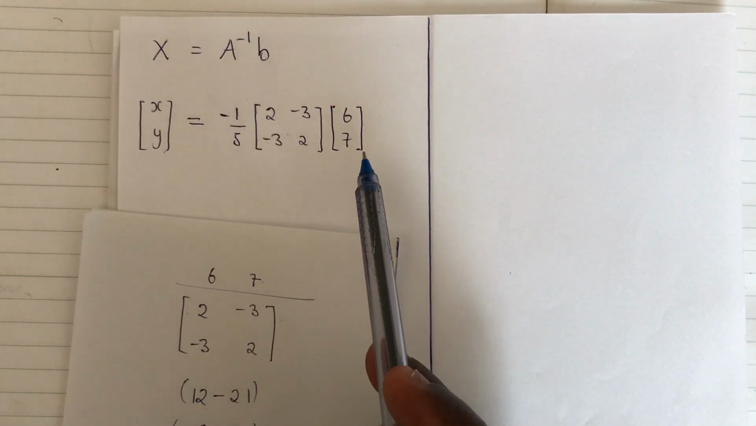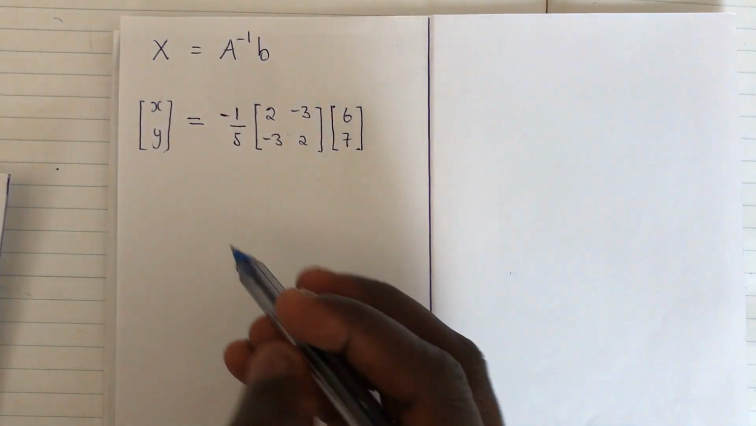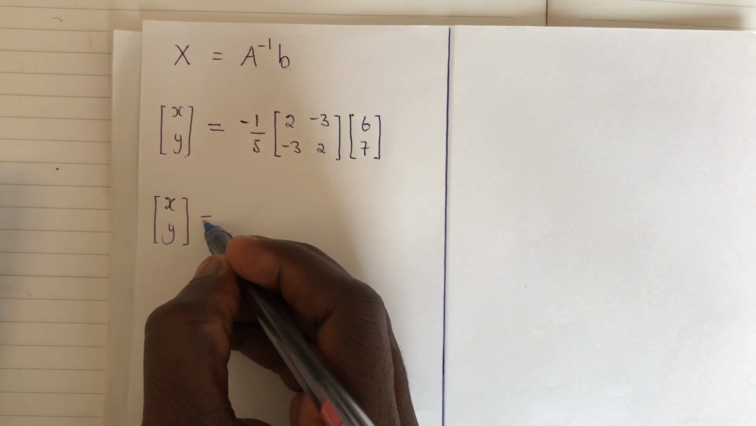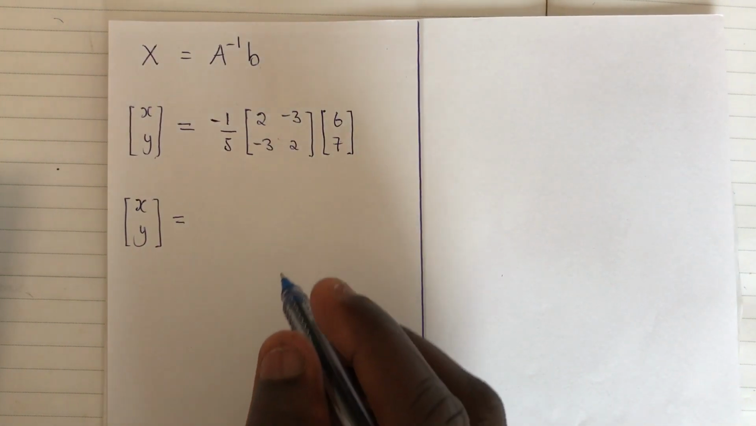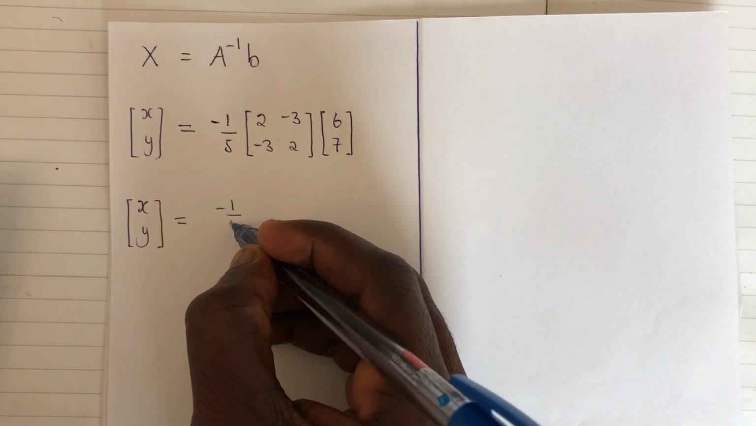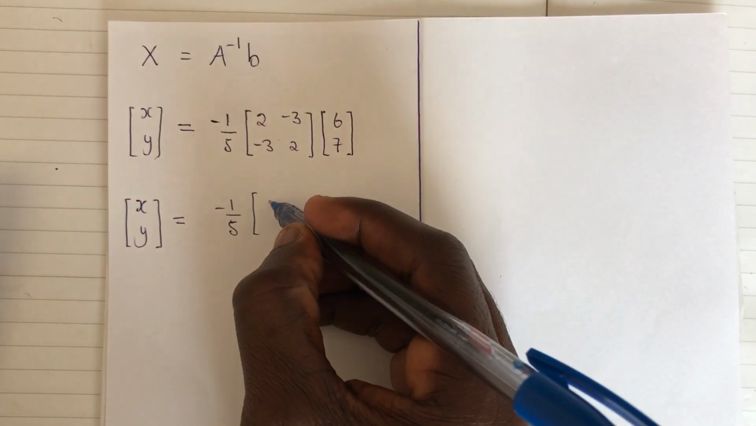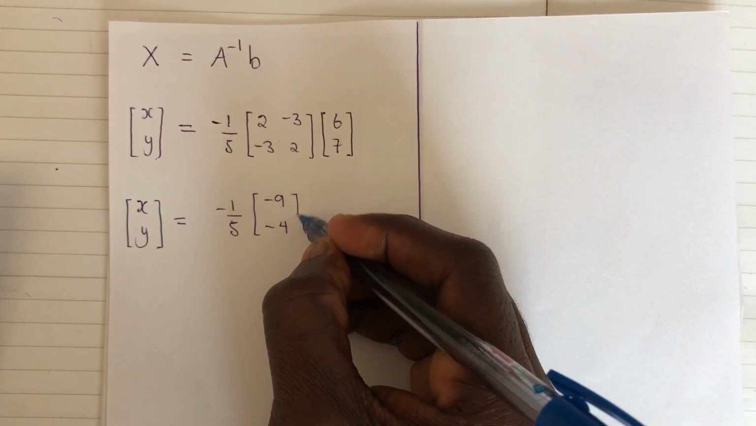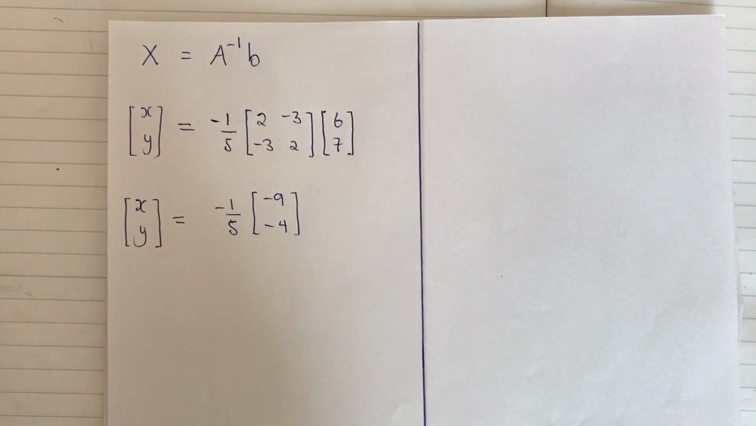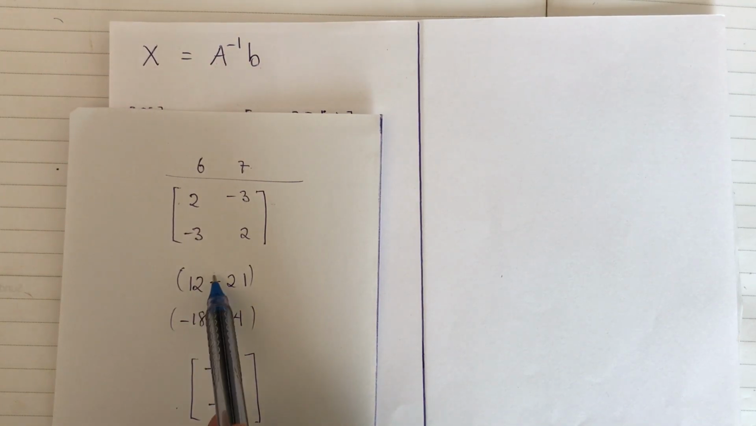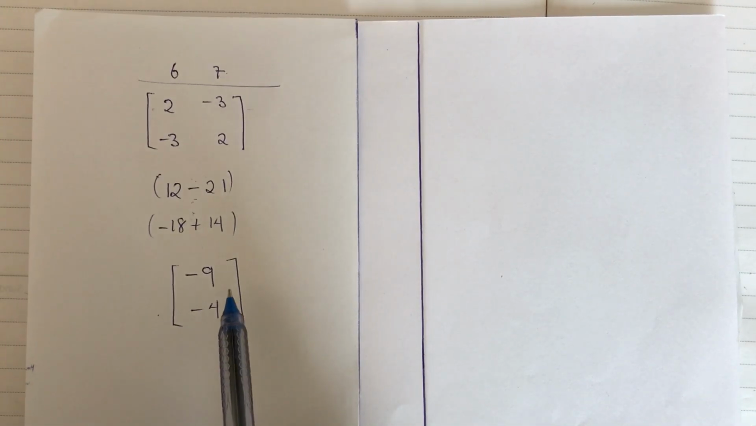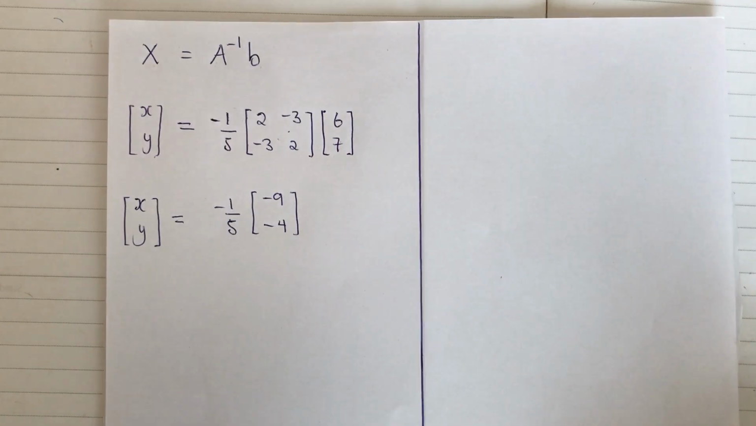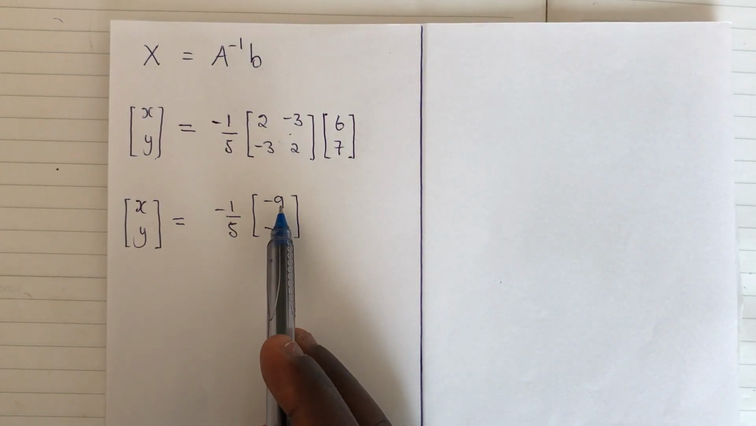So this is the result for multiplying this one by this matrix. So we can write it now as our x, y equal to minus 1 over 5 times minus 9, minus 4. You can choose to write down this step. It depends on what you want. You can choose to write this step down before you move here. So you just write that step, you multiply by 1 over 5, negative 1 over 5. Now we can use negative 1 over 5 to complete the calculation.